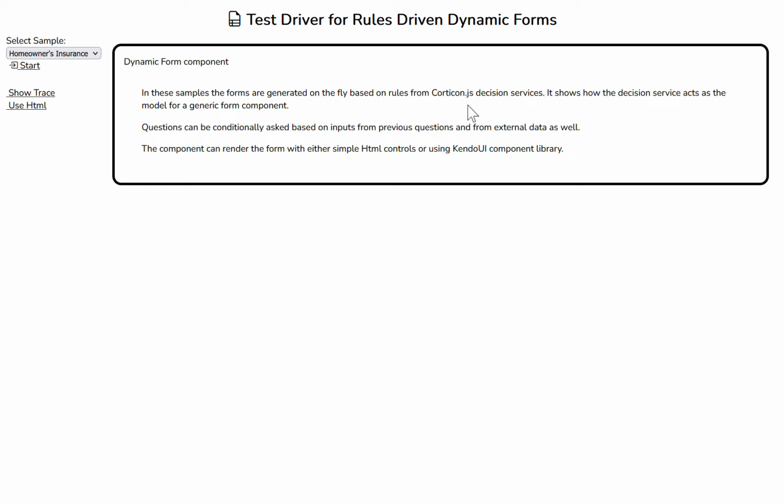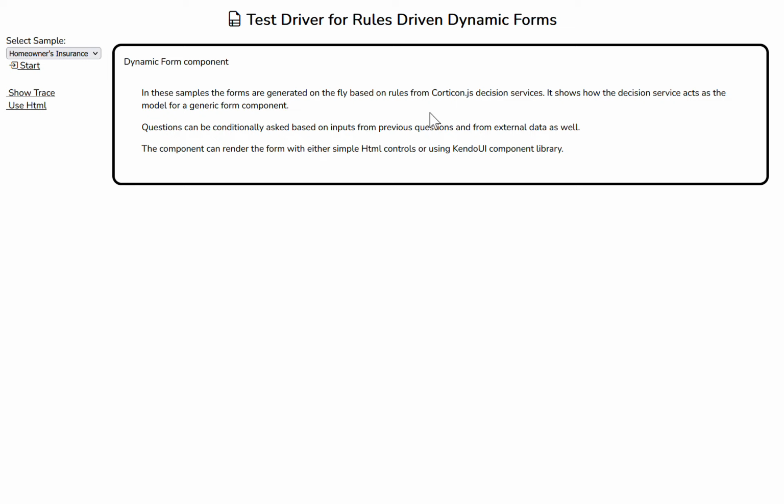Recall in the last video how we went through a quick demo of this final product, this dynamic form that we've been building with Corticon.js, kind of the finished product here. One thing I didn't do in that previous video was talk about the way in which this test driver template that we provide from the Corticon GitHub repository can be used to trace the behavior of the input and output from the decision service over the course of a form that we create.